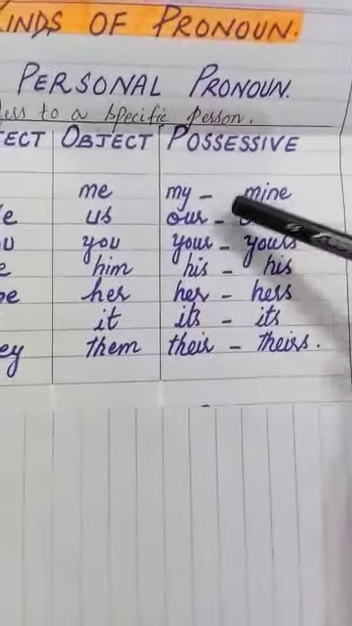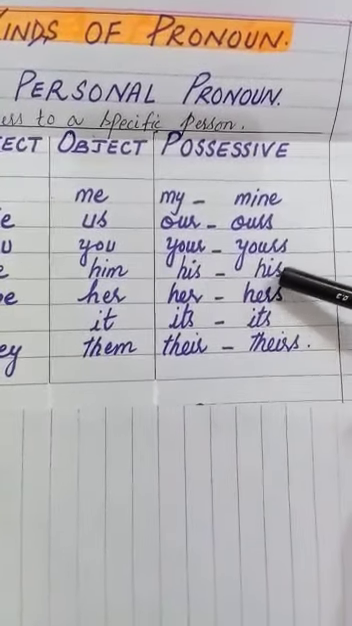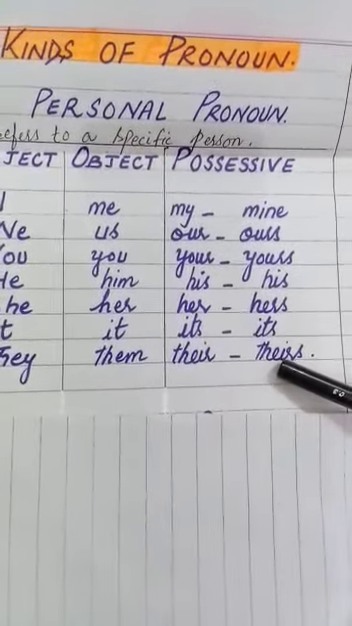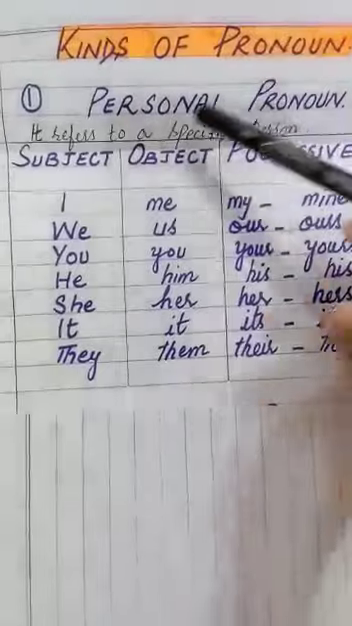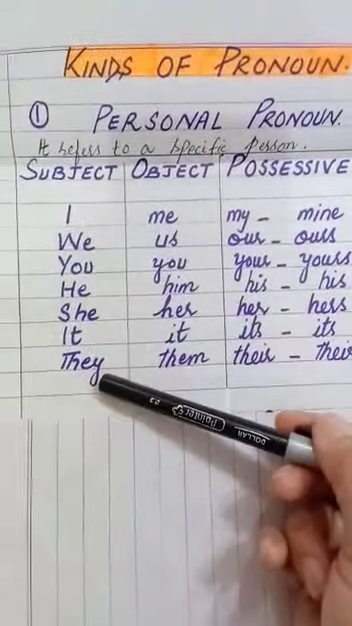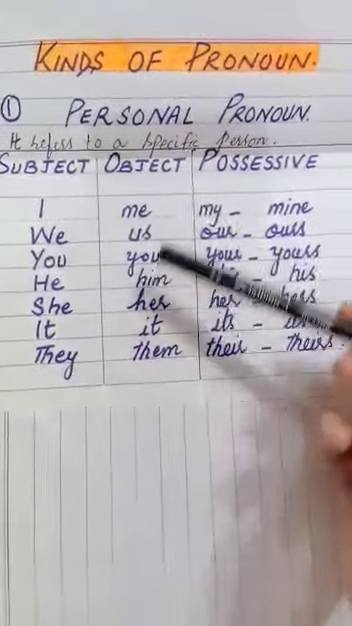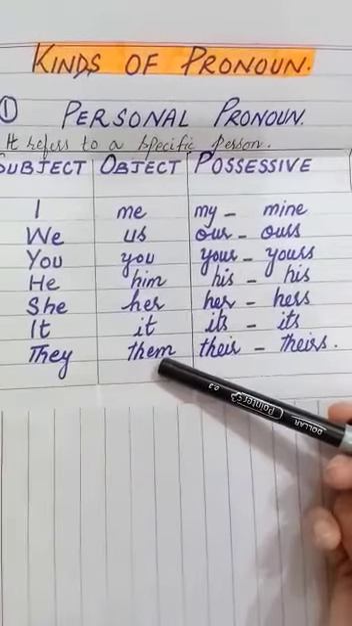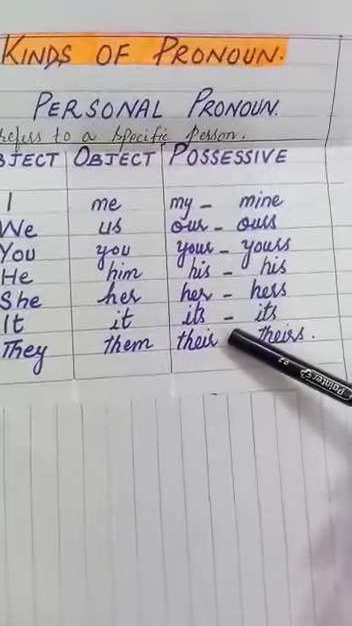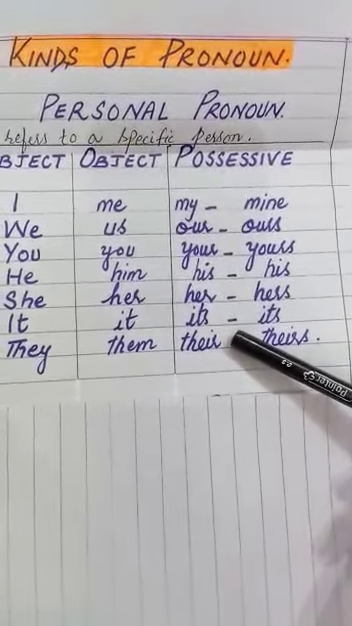Similarly, possessive case: my, mine, our, ours, your, yours, his, her, hers, its, their, and theirs. Dear students, all of them are called personal pronouns, but these are different cases. When they are used as doer of action, they are called personal pronoun subjective case. When they are used as receiver of action, they are called personal pronoun objective case. And when they are showing possession, this is called possessive case of personal pronoun.